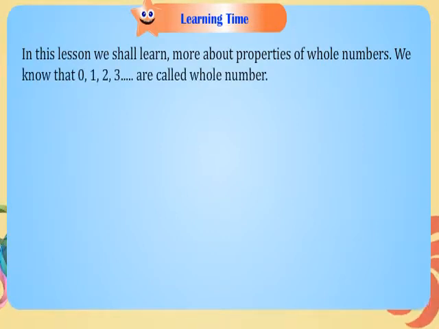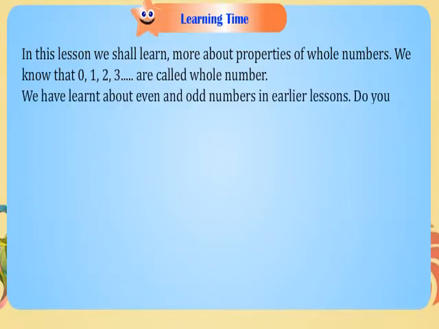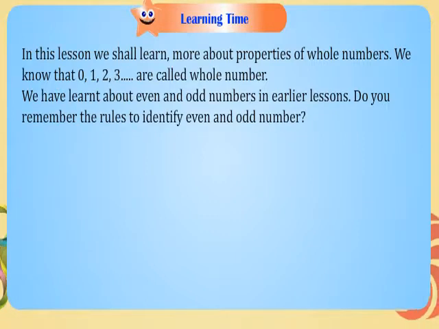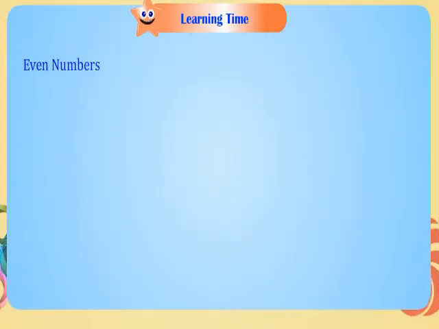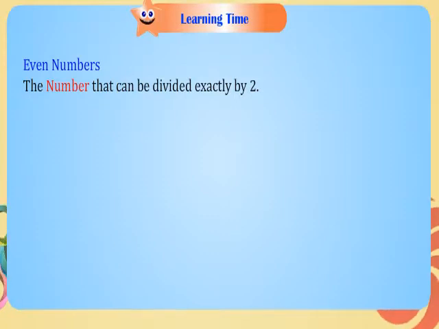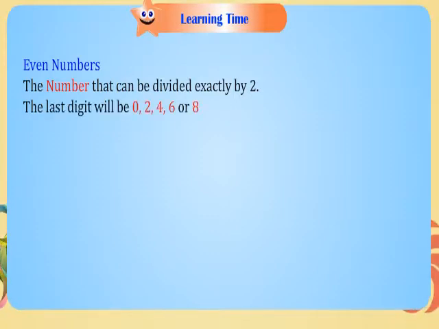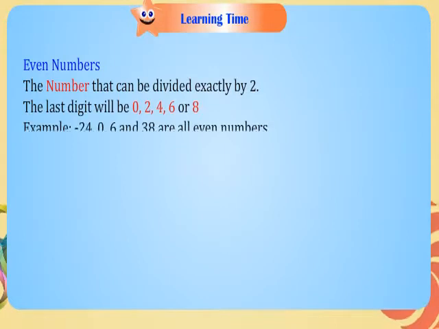We know that 0, 1, 2, 3 are called whole numbers. We have learned about even and odd numbers in earlier lessons. Do you remember the rules to identify even and odd numbers? Even numbers: the number that can be divided exactly by 2. The last digit will be 0, 2, 4, 6 or 8. For example, minus 24, 0, 6 and 38 are all even numbers.